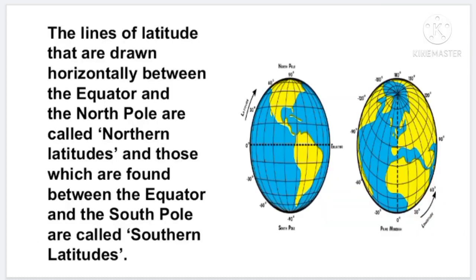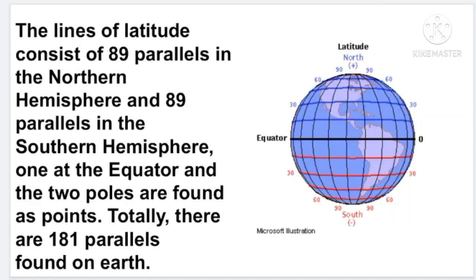The lines of latitude that are drawn horizontally between the equator and the north pole are called northern latitudes, and those which are found between the equator and the south pole are called southern latitudes. And then the lines of latitude consist of 89 parallels in the northern hemisphere and 89 parallels in the southern hemisphere. One is at the equator, and two poles are found as points. Totally, there are 181 parallels found on Earth.